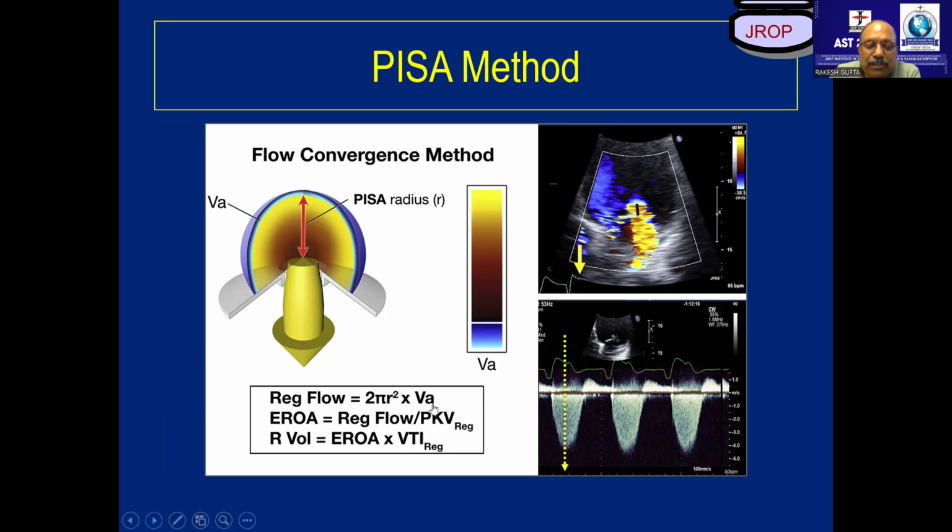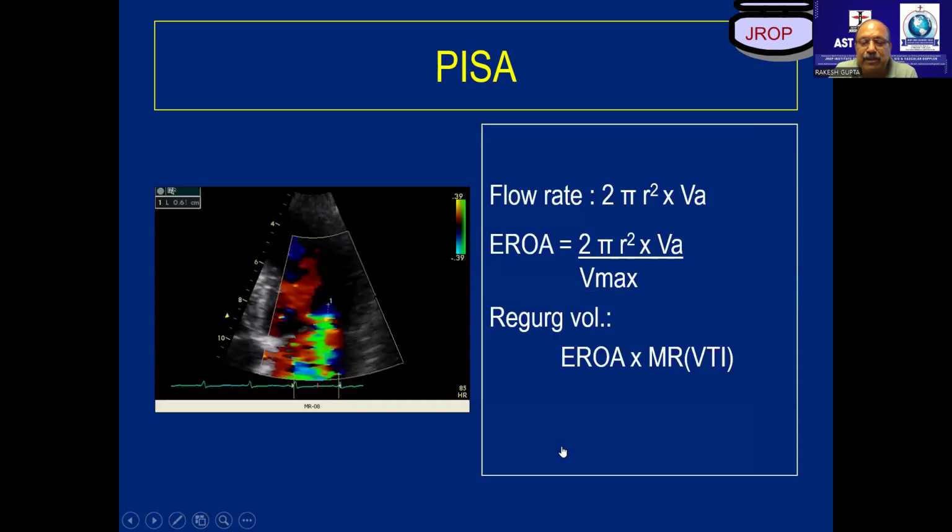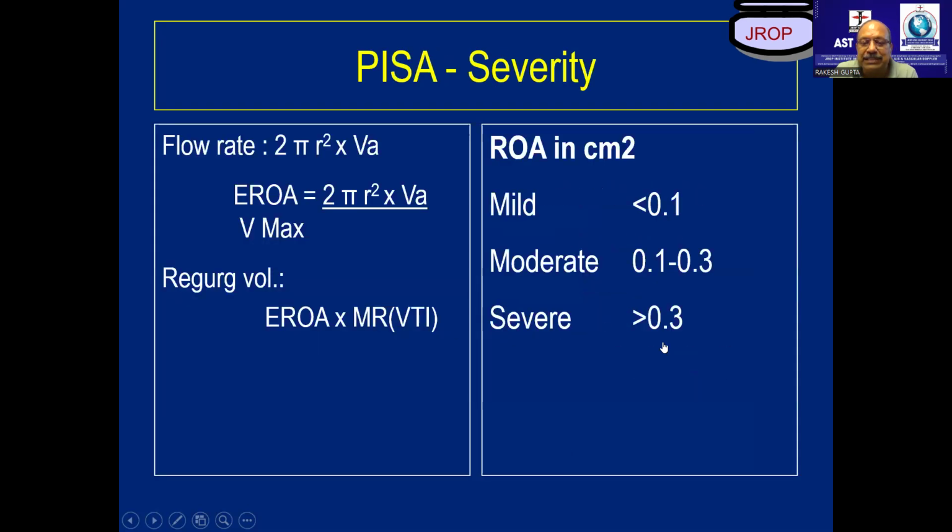Pi r squared into velocity of aliasing. So 2 pi is 3.14. This is the radius. This is the velocity of aliasing. Effective regurgitation orifice area is regurgitation flow divided by peak velocity. Here is the peak velocity in meters per second. If it's more than 0.3, it is considered severe mitral regurgitation.